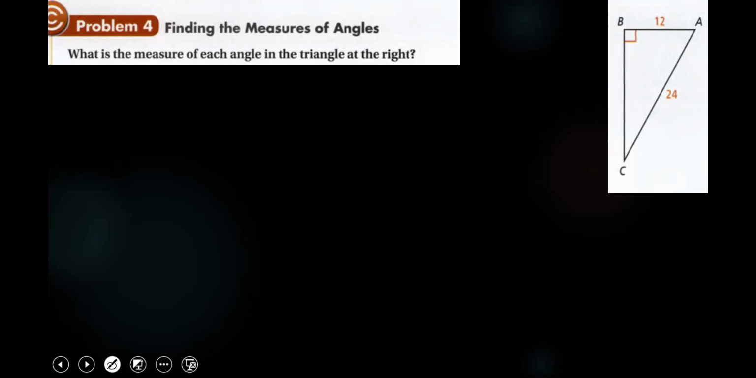In this one here, I have the length of two legs or two sides, and I need to find the measurement of the angles. Two sides, I need to find the angle. I will keep this idea to Sunday because I have 3 minutes left.